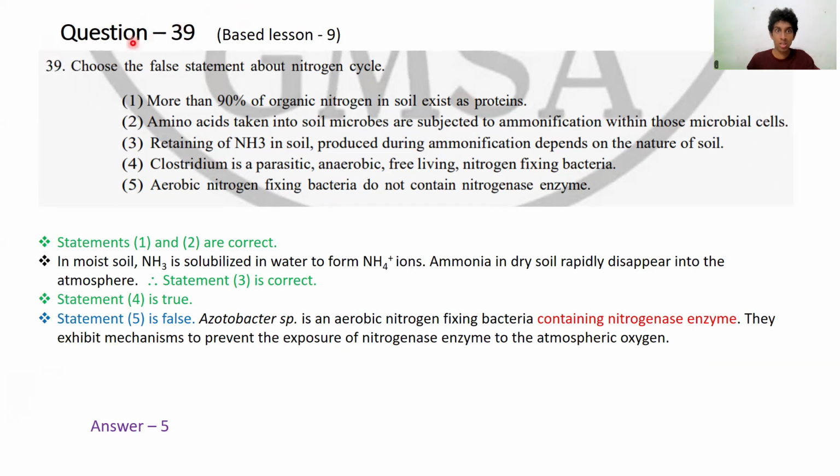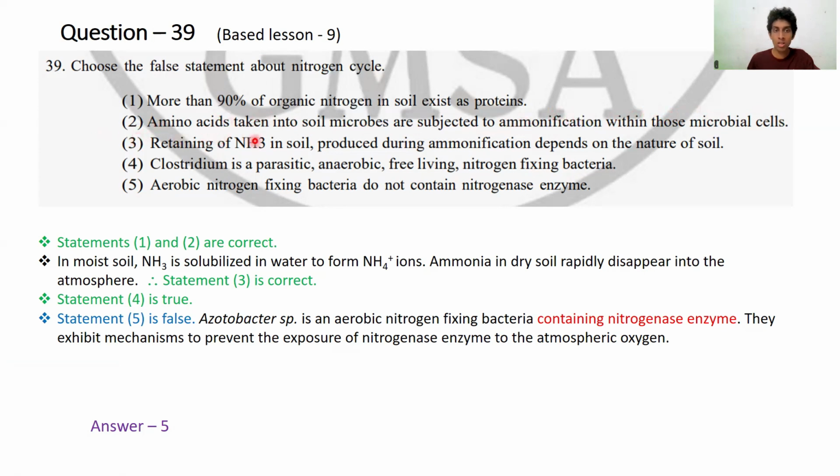Question number 39. It is based on the ninth lesson. Choose the false statement about nitrogen cycle. First one, more than 90% of organic nitrogen in soil exists as proteins. That is correct. Amino acids taken into soil microbes are subjected to ammonification within those microbial cells. That is true. Within those microbial cells, amino acids are converted into ammonia. So second one is correct.